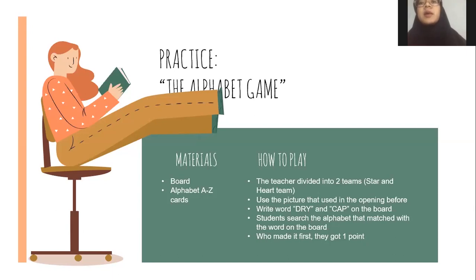And the first one, the star team wins, and the second one, cap, the heart team wins, and also the star team. So they got two teams won.